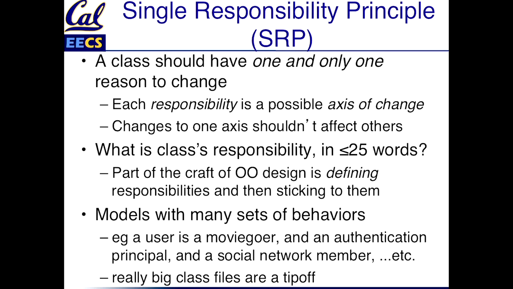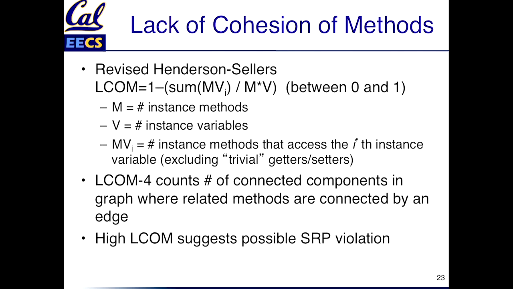So each one of those additional things that is accumulated into the user class is one more reason for that class to change, even when the other stuff stays the same. So if you have a really big class file, that's a tip-off that you might be violating SRP. But as you might expect, there's also a quantitative way to measure it. And one of the ones that's pretty popular for measuring responsibilities is LCOM, or lack of cohesion of methods.